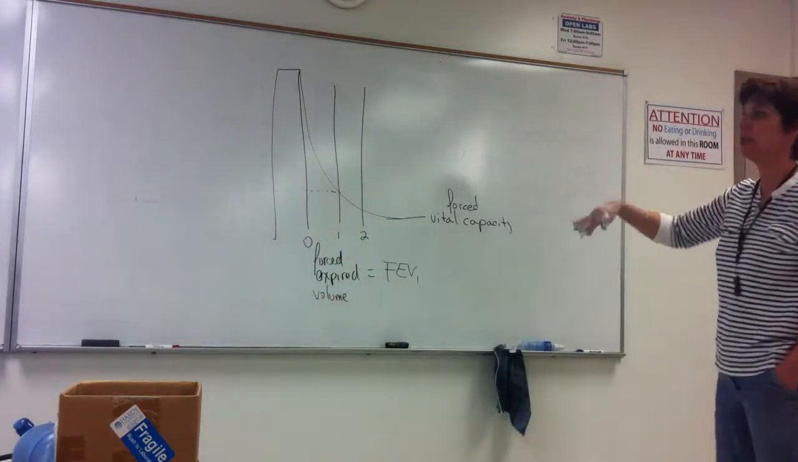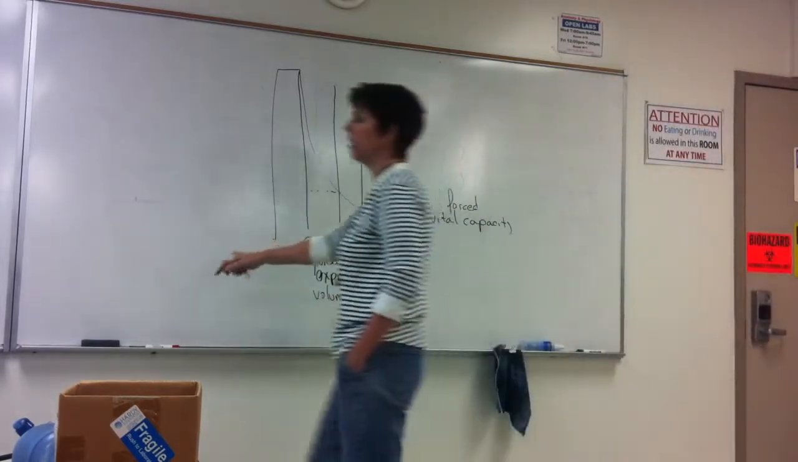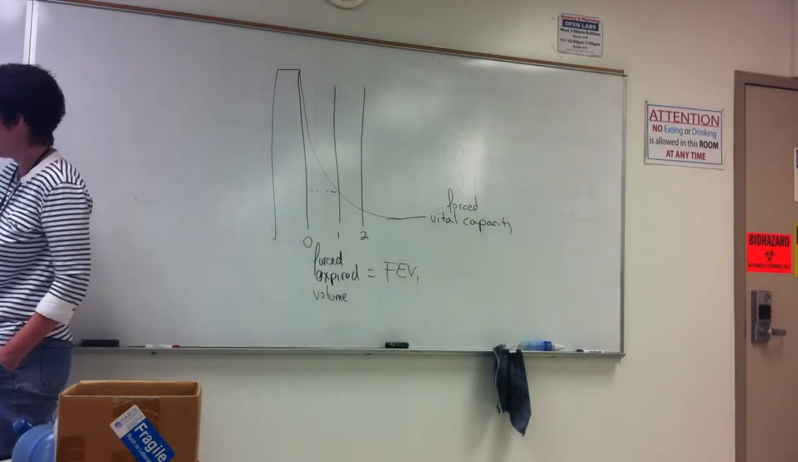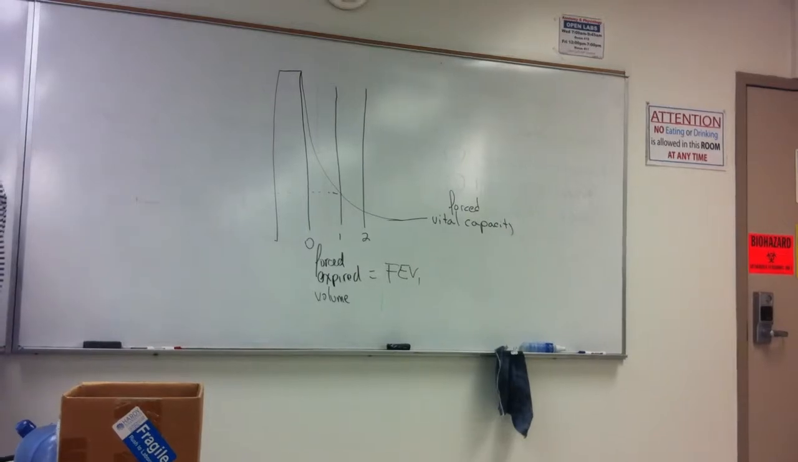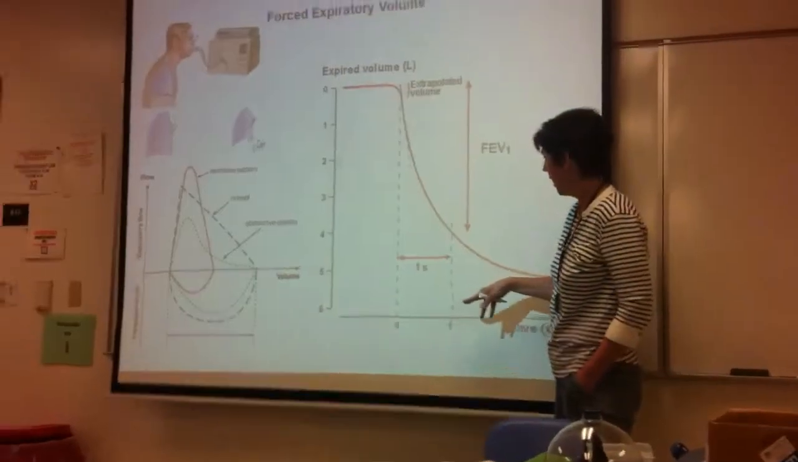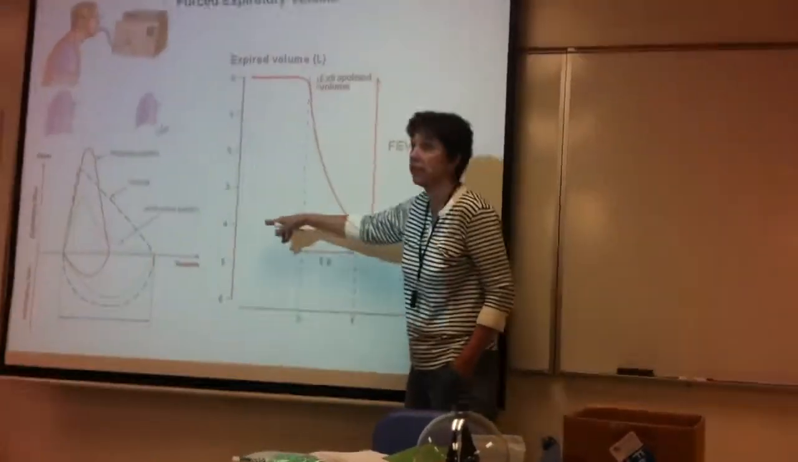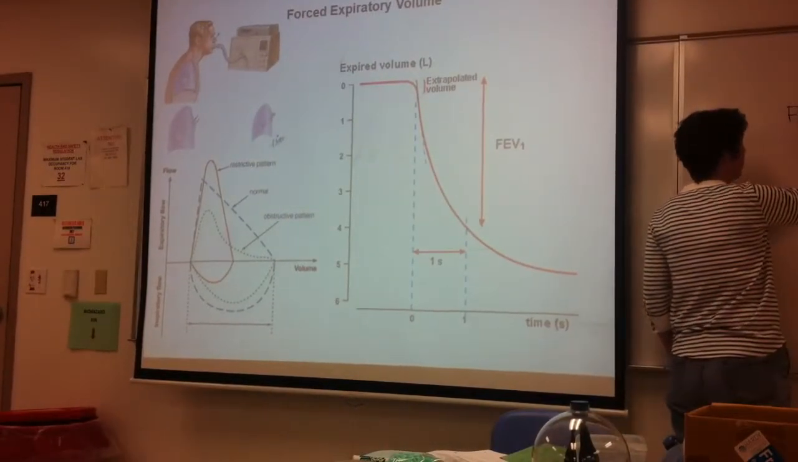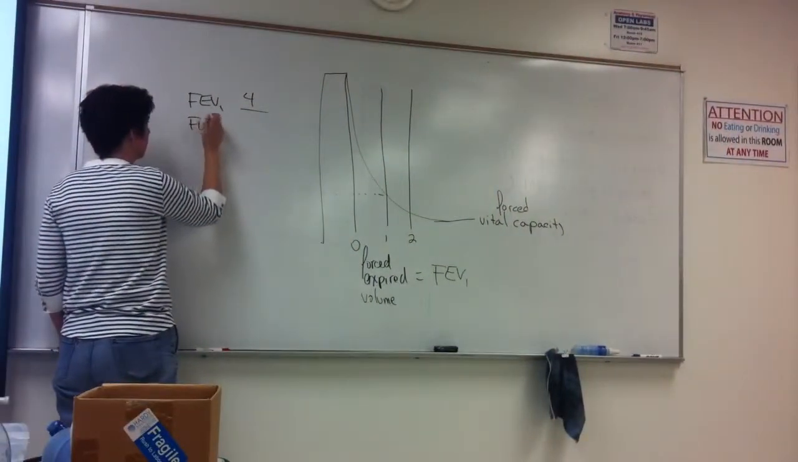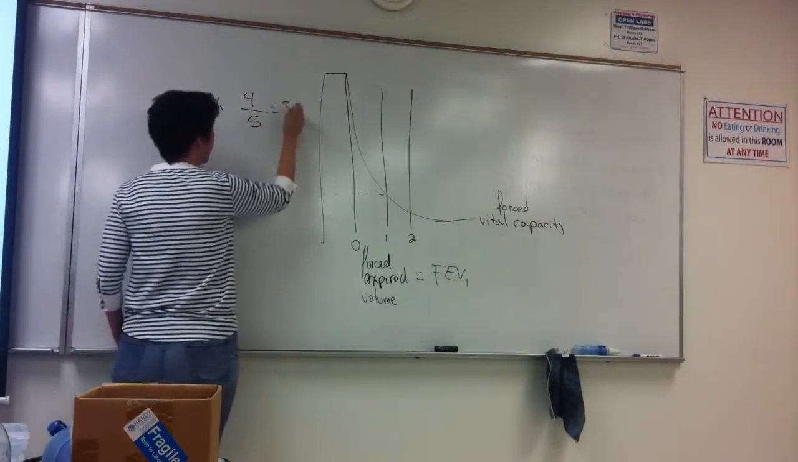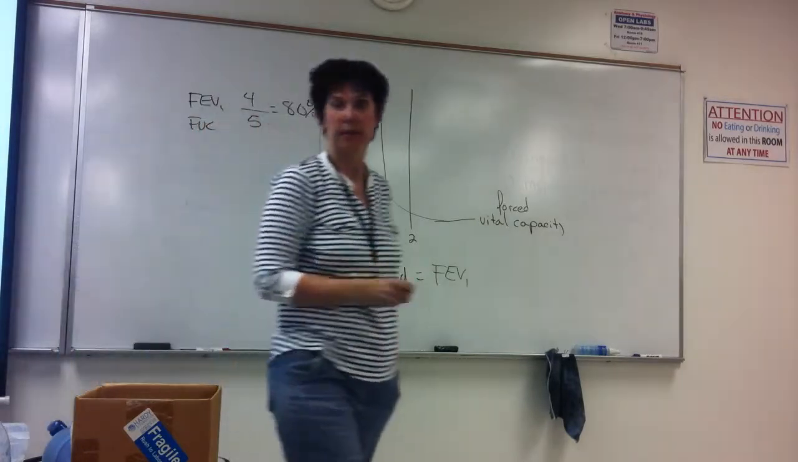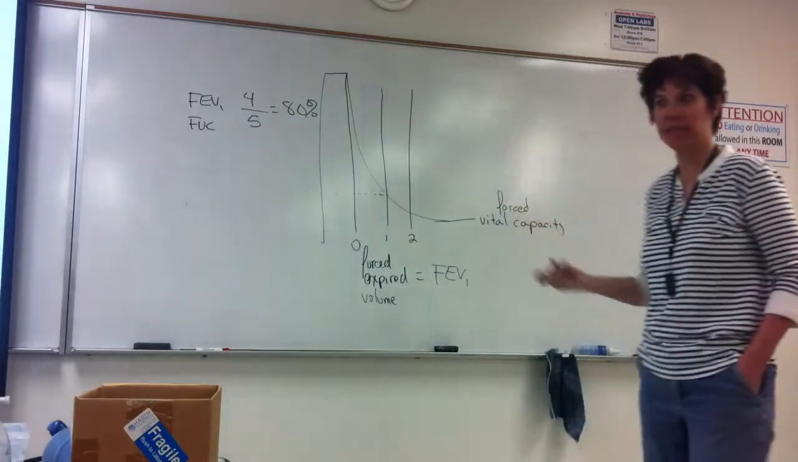Okay? So when we do a ratio of that, here my forced vital capacity was 5 liters. At 1 second, if I approximate that, it's up here, 4 liters. So if I take my FEV1 of 4 and divide it by 5, that comes out to 80%. So when we see this, it's done as a percentile.